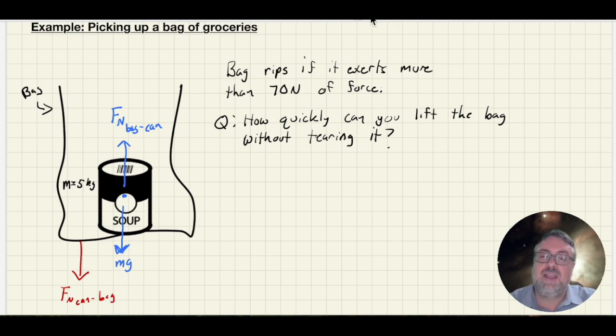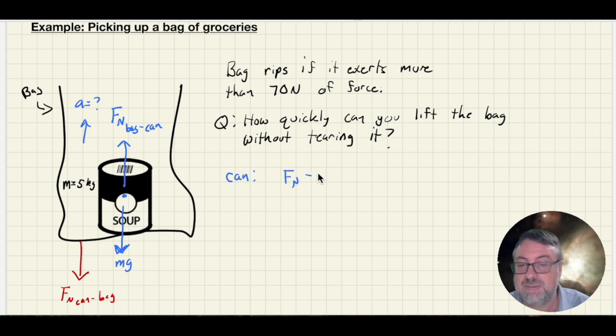So if we are causing this can to accelerate upwards, well, the faster we accelerate upwards, the larger this normal force has to be. The larger this normal force upwards is, the larger the normal force pushing down on the bag. If this normal force becomes too large, the bag will rip. So on the can, we have the normal force minus mg equals ma of those groceries.